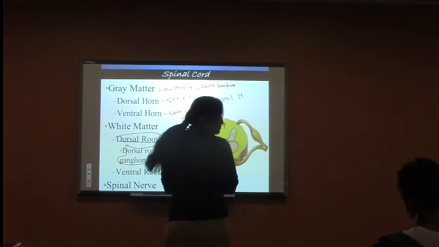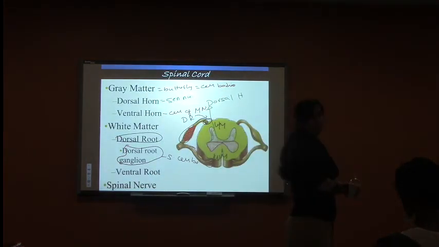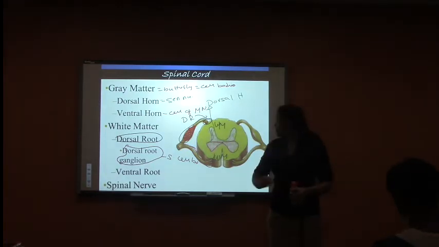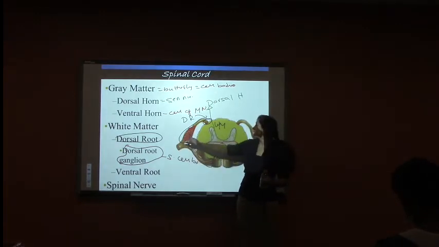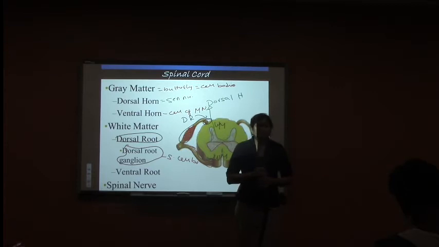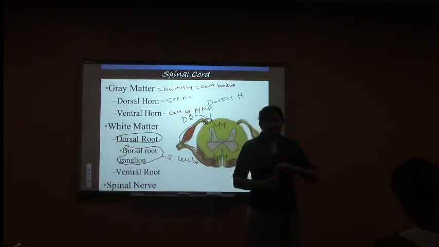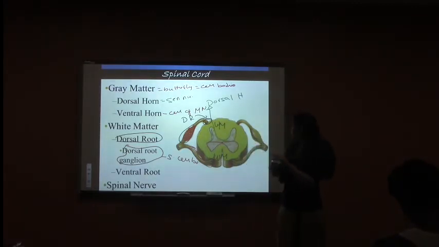And ventral roots do not have ganglion? No, only the dorsal. Only in dorsal root. You do not see any protrusion because in the ventral root there is no ganglion. The ganglion is only in the dorsal root. So it's called the dorsal root ganglion. You said for horns, they contain cell bodies and the roots contain axons? Uh-huh. Because horns are gray matter, roots are white matter.